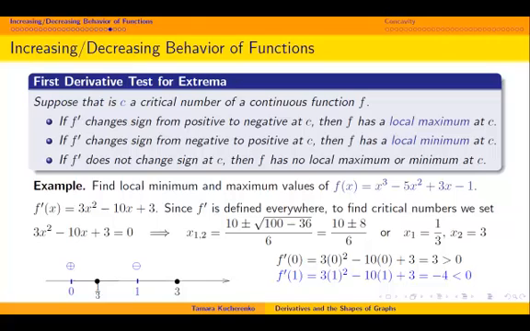The last test point can be any number greater than 3, and we pick 10. F prime at 10 equals 3 times 10 squared minus 10 times 10 plus 3, which is 300 minus 100 plus 3 equals 203. Since this value is positive, f prime is positive on the entire interval from 3 to infinity. We put a circled plus sign above this interval.